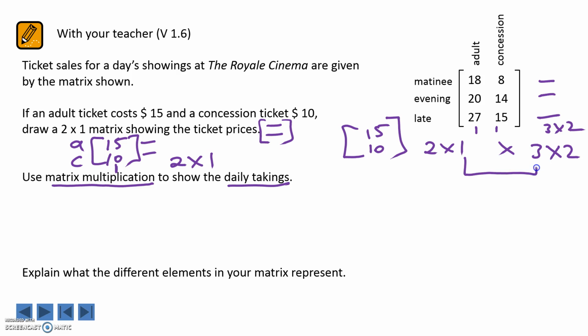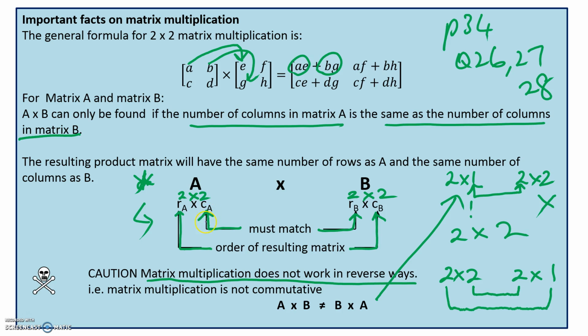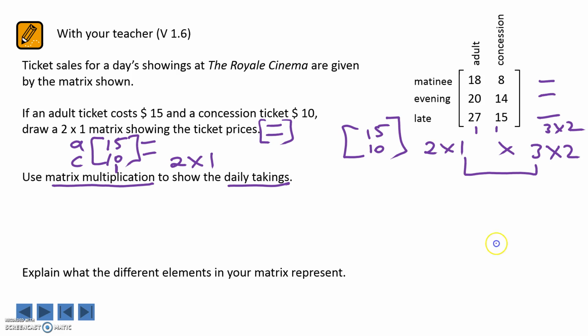So if we look at this, these two must match. They don't match. These ones do. But the first rule, which is column A must match with row B, if that isn't satisfied, then that doesn't work. Let's have a look at the other option.